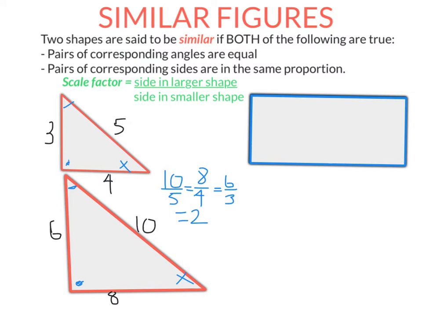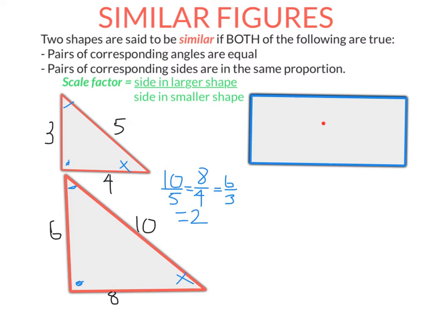So we can view this as a transformation. We've taken this shape to this shape by enlarging it. And so in this case, all sides are in the same proportion, pairs of corresponding angles are equal. That means these two shapes are similar. This is just a bigger version of this shape here.